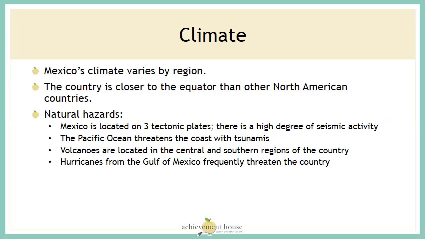The climate in Mexico varies by region. The country is closer to the equator than other North American countries. There are quite a few natural hazards to be aware of in Mexico. Mexico is located on 3 tectonic plates. There is a high degree of seismic activity. The Pacific Ocean threatens the coast with tsunamis. Volcanoes are located in the central and southern region of the country. And hurricanes from the Gulf of Mexico frequently threaten the country.